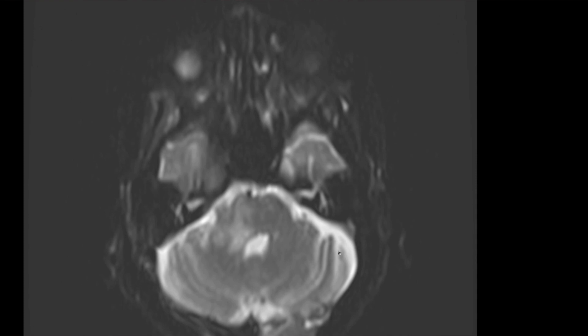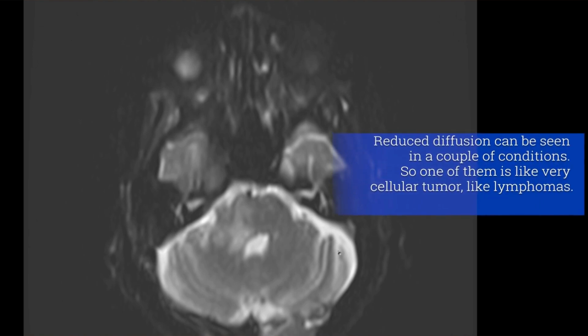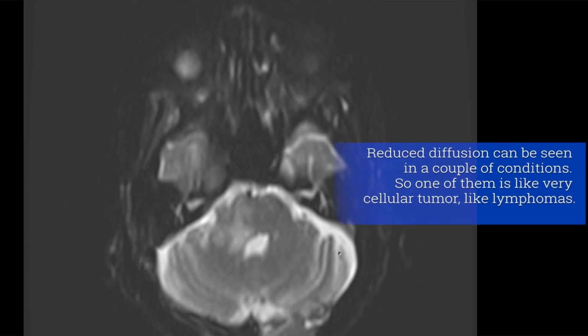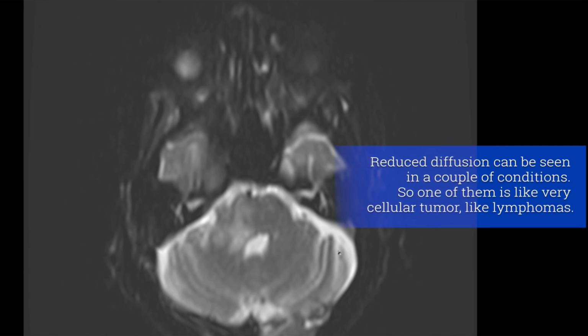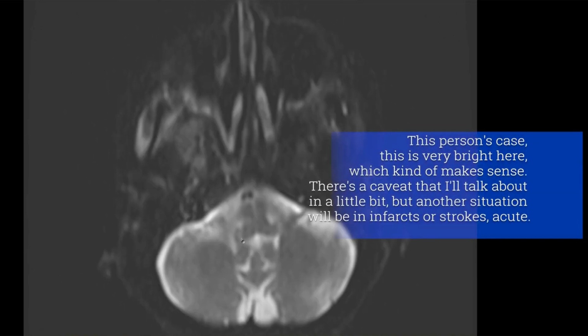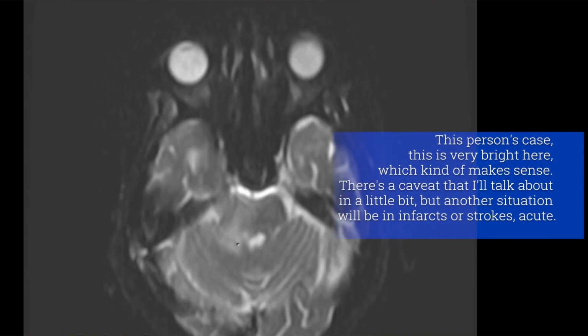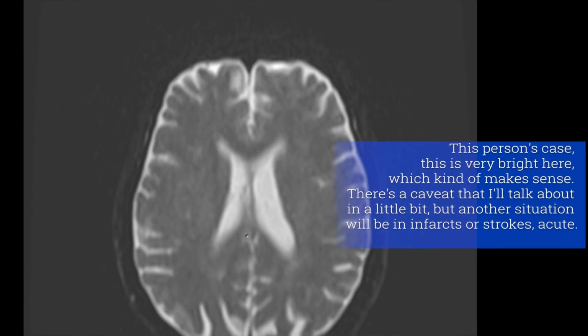These kind of standard sequences are, well, anyway, reduced diffusion can be seen in a couple of conditions. So one of them is very cellular tumors, like lymphomas. In this person's case, this is very bright here, which kind of makes sense.